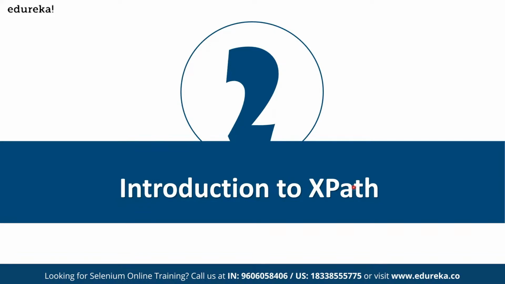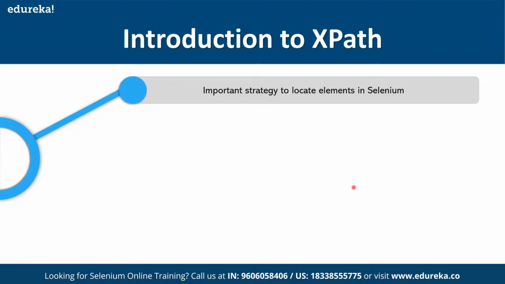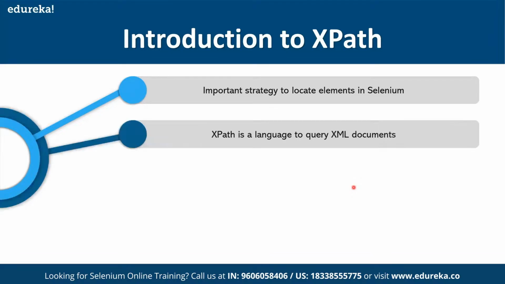But let me give you a high-level example. First of all, XPath is an important strategy to locate elements in Selenium. XPath is a language with the help of which we locate web elements in XML documents. That is why the name has X, from XML. And we are trying to locate using a certain path. That is why it is XPath.